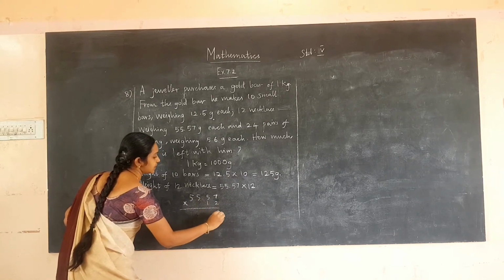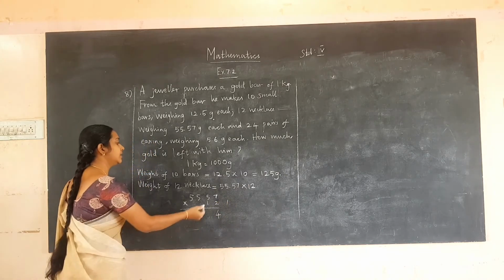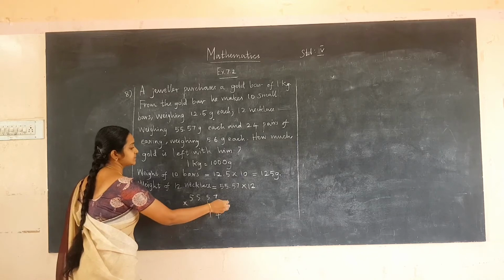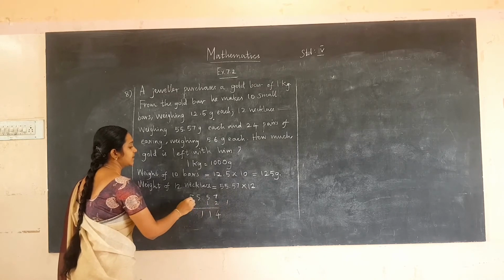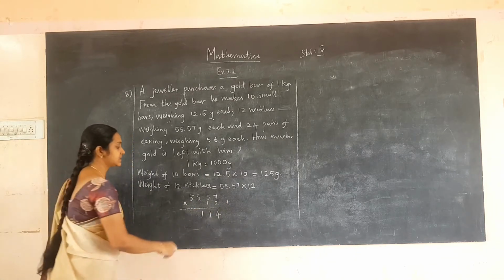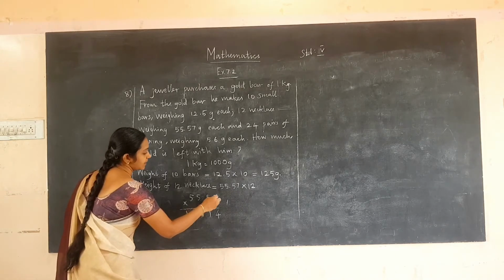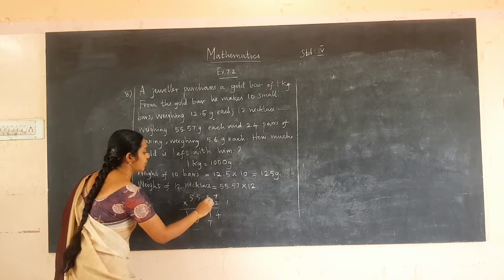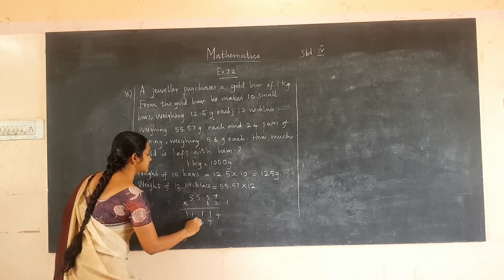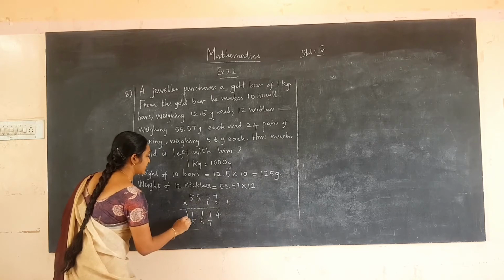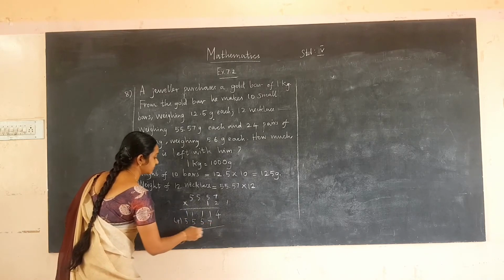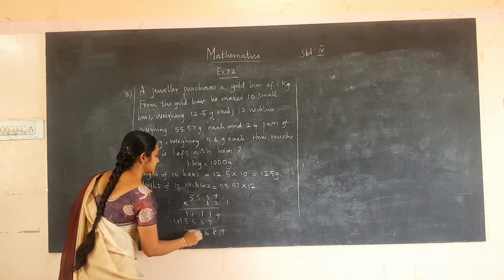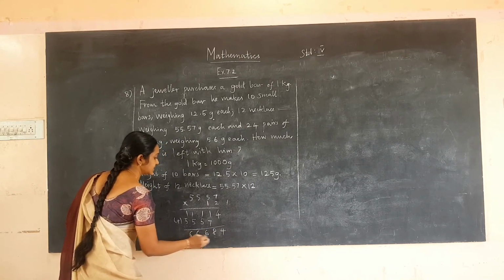Seven twos are 14, so write 4 here and 1 is remaining. 5 twos are 10, 10 plus 1 is 11. 5 twos are 10, 10 plus 1 is 11, 1 is remaining. 5 twos are 10, 10 plus 1 is 11. Now we are going to multiply it with 1. 1 7 is 7, 1 5 is 5, 1 5 is 5, 1 5 is 5. Now add 4, 8, 6, 6 and 6.